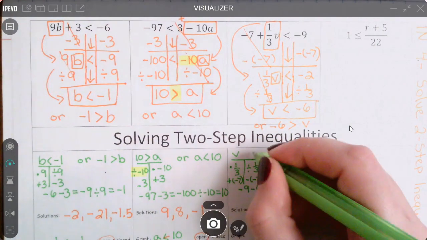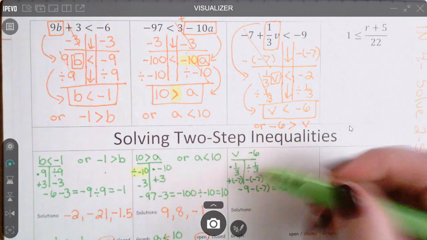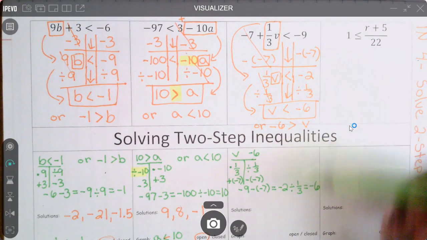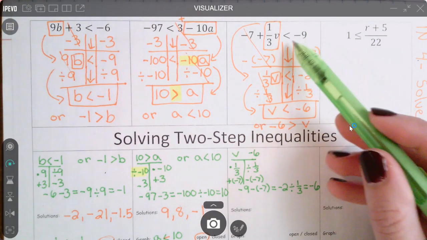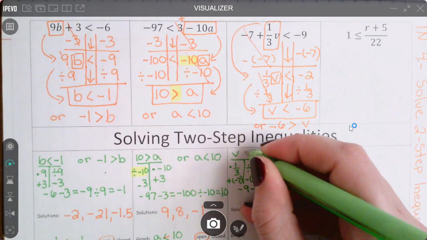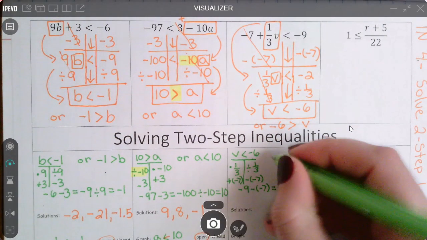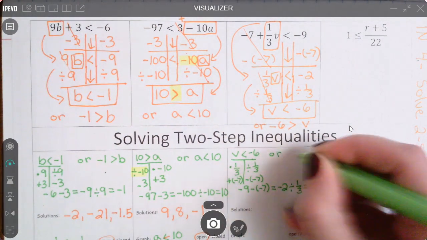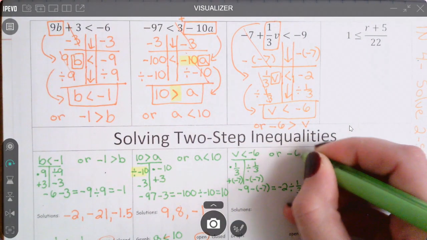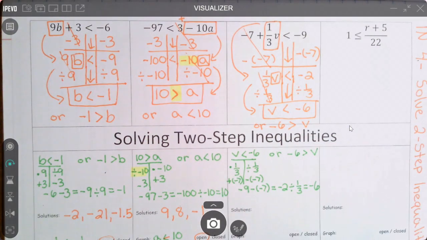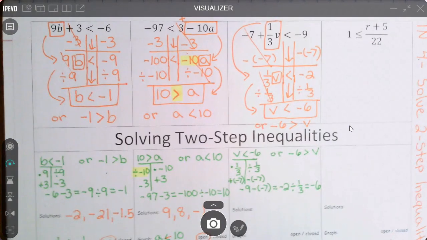So I would place -6 up here, and then I can go ahead and write in my inequality sign. I didn't have to flip anything around. My variable was already on the left, so I'll just rewrite that original less than sign. So v is less than -6. Again, or you could write it -6 is greater than v.